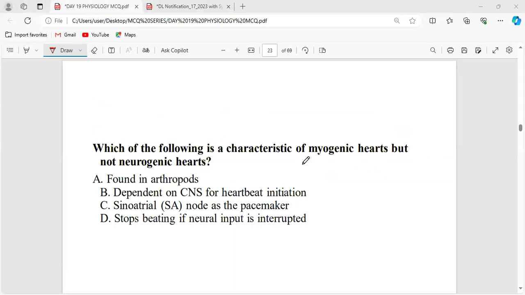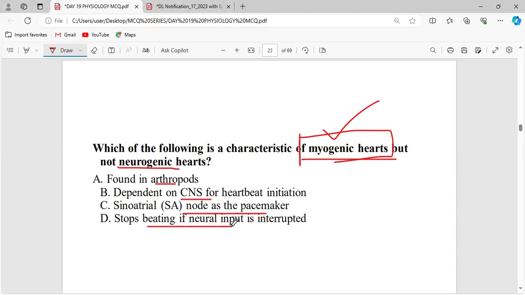And which of the following is a characteristic of the myogenic heart, but not the neurogenic heart? See, they are asking for the characteristic features of the myogenic heart. It is found in the arthropods, dependent on the CNS for heartbeat initiation, sinoatrial node as a pacemaker, and stops beating if the nerve input is interrupted.